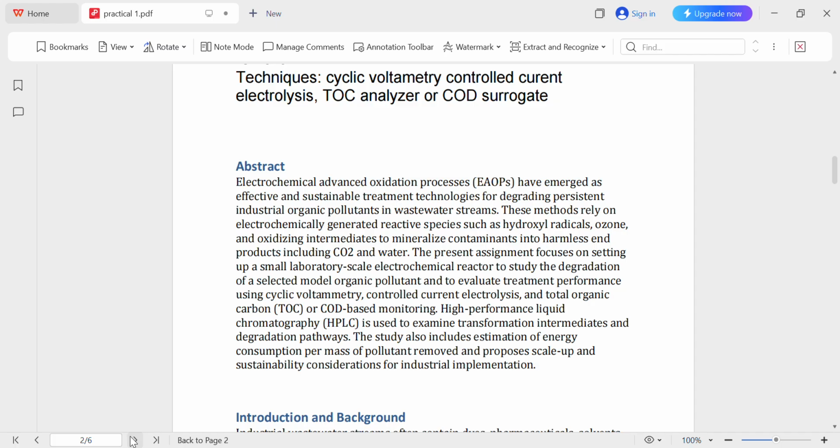Abstract: electrochemical advanced oxidation processes have emerged as effective and sustainable treatment technologies for the degradation of persistent industrial organic pollutants in wastewater streams. This means electrochemical advanced oxidation processes are a special water cleaning method that uses electricity. These are very good at removing chemicals from factory wastewater that are hard to break down. They are also environmentally friendly. Next, this method relies on electrochemically generated reactive species such as hydroxyl radicals, ozone, and oxidizing intermediates to mineralize contaminants into harmless products, including carbon dioxide and water.